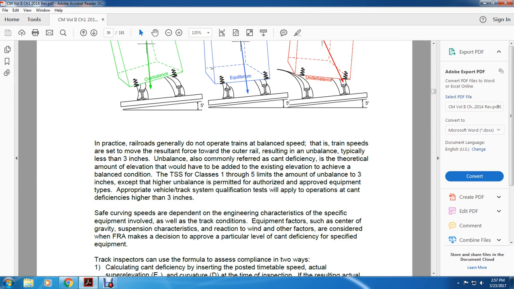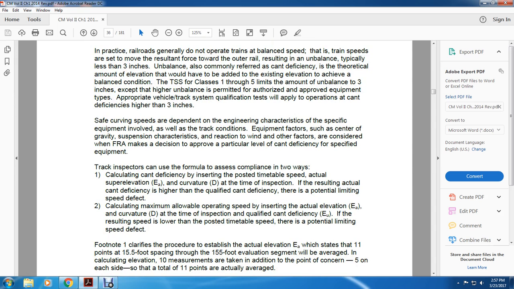The track safety standards for classes 1 through 5 limit the unbalance to 3 inches, except for higher unbalance permitted and approved for certain equipment types. Appropriate vehicle track system qualifications will be applied for operation at a cant deficiency higher than 3 inches.